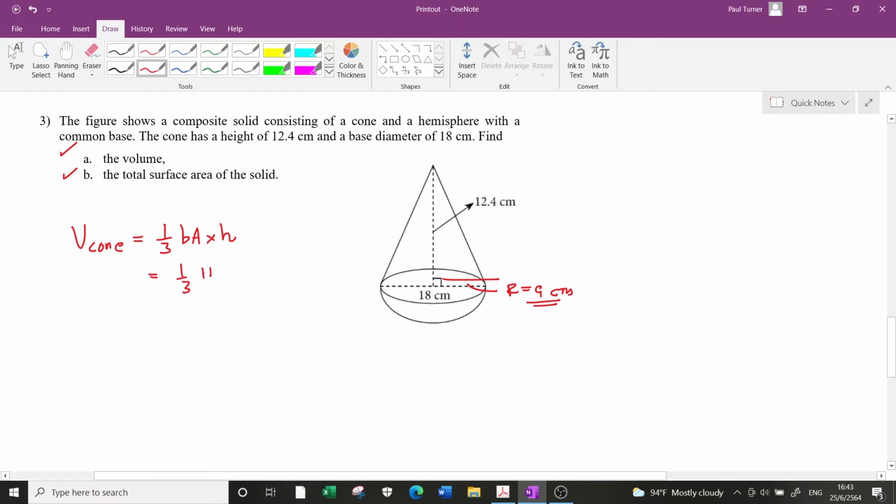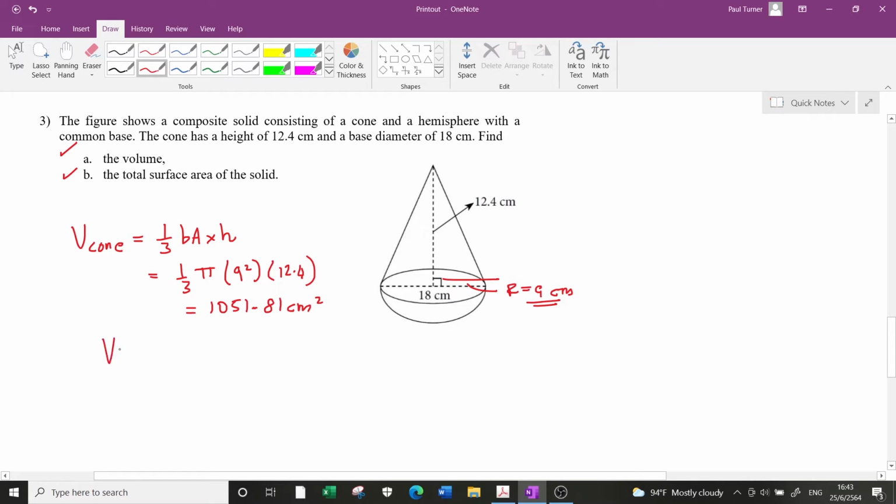So that's 1/3 times pi r squared times the height, 12.4. So that will give you 1051.81 cm cubed for the volume of the cone.